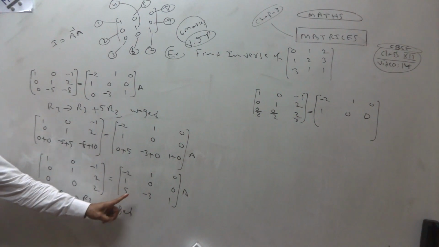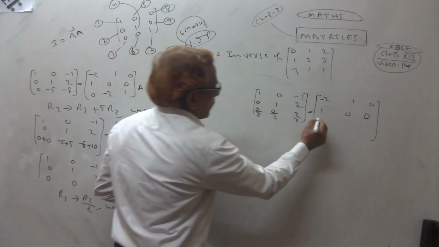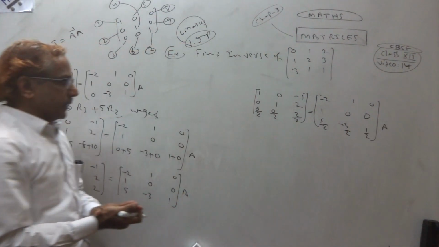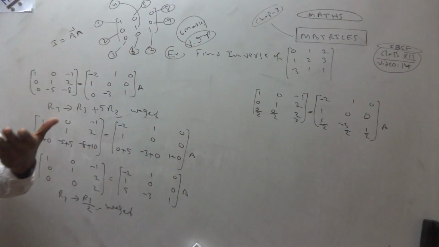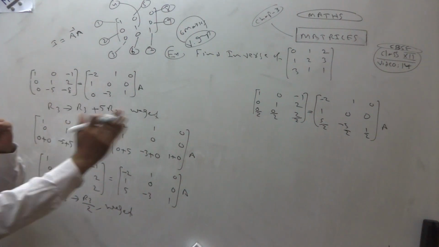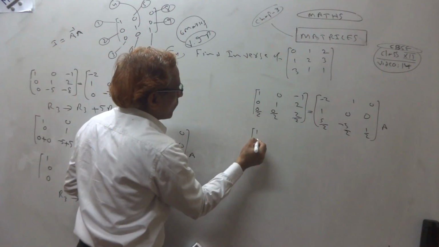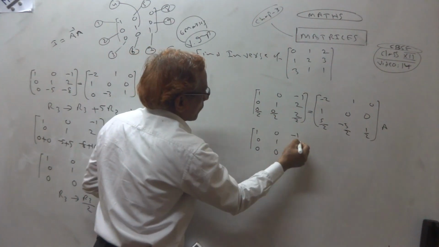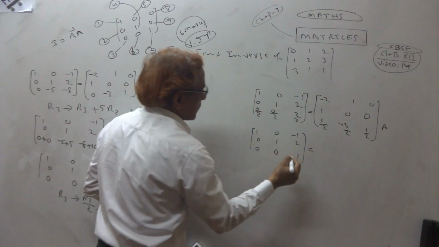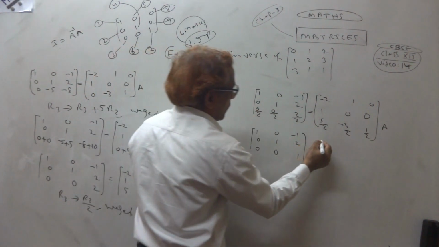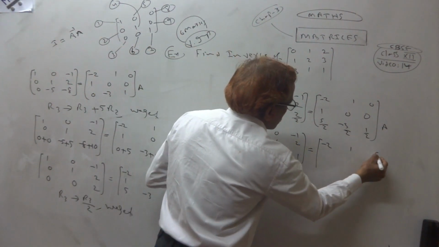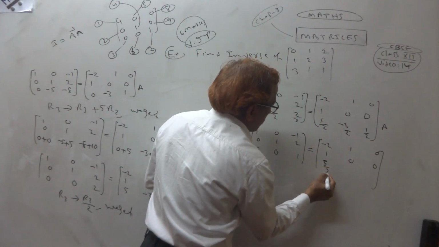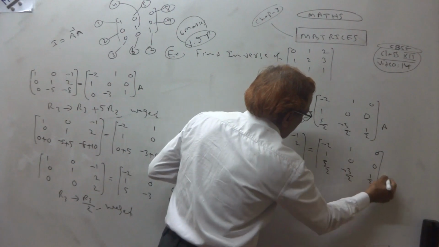Yes, 5 by 2, 3 by 2, 1 by 2. Yes, because R3 is divided by 2, on both the sides. You have to take both the sides. What am I getting? 1, 0, 0, 0, 1, 0. 0 by anything is 0. Yes, 0 by 2 is 0. Minus 2, 1, 0, 1, 0, 0, 5 by 2, minus 3 by 2, 1 by 2, A.